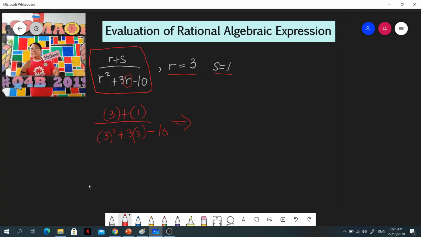Okay? And then after you do substitution, perform the arithmetic operation. Okay? So, we simplify. So, 3 plus 1, that will be 4. And then, 3 squared, that will be 9. Plus 9. Because 3 times 3, that will be also 9. And then, minus 10. We simplify further. So, this is 4 over 9 plus 9, that's 18. Minus 10. That will be 8.